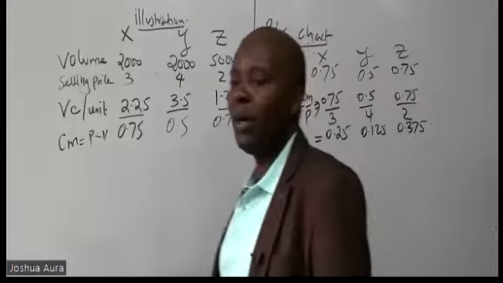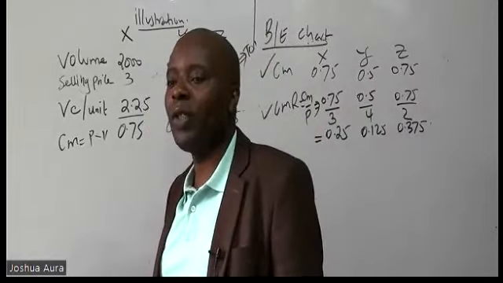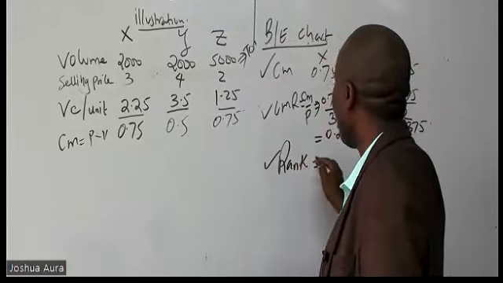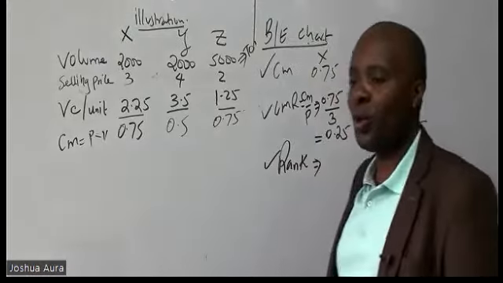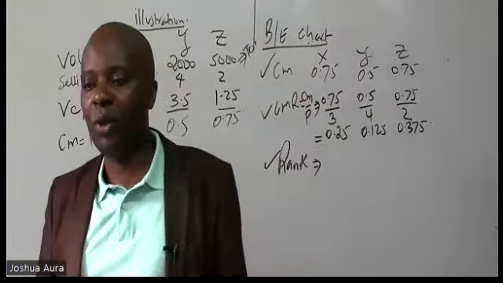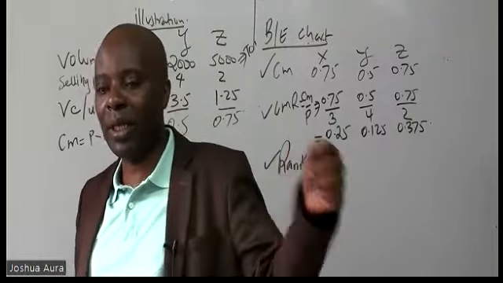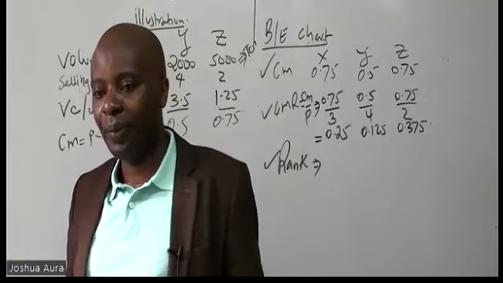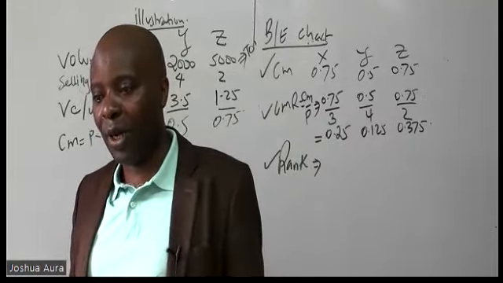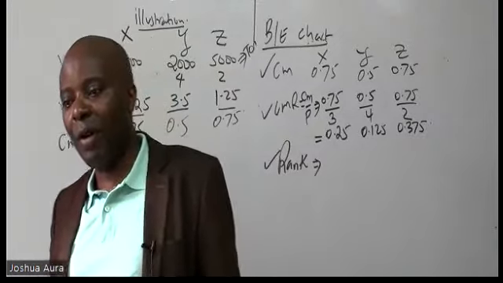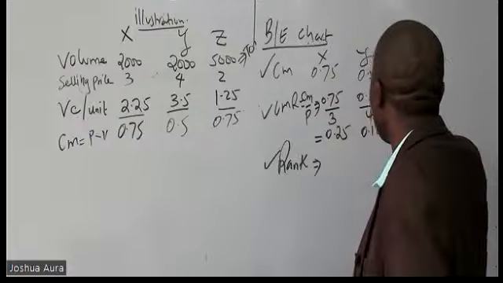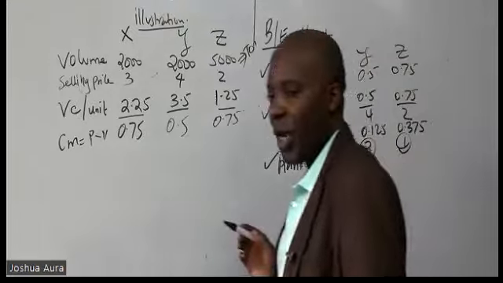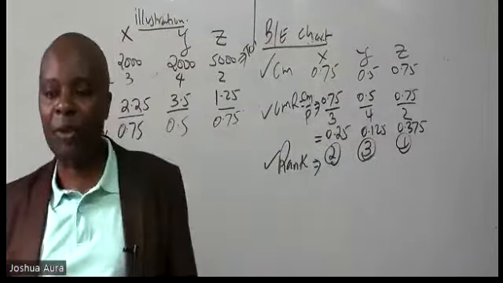The third step, please rank them on the basis of this CMR. Come and give us the ranks. Which one should we put as number one? The higher the CMR, the better the product is. So in this case, the one that I should give number one is Z, you're right. So this takes up number one, this takes up number two, this takes up number three.